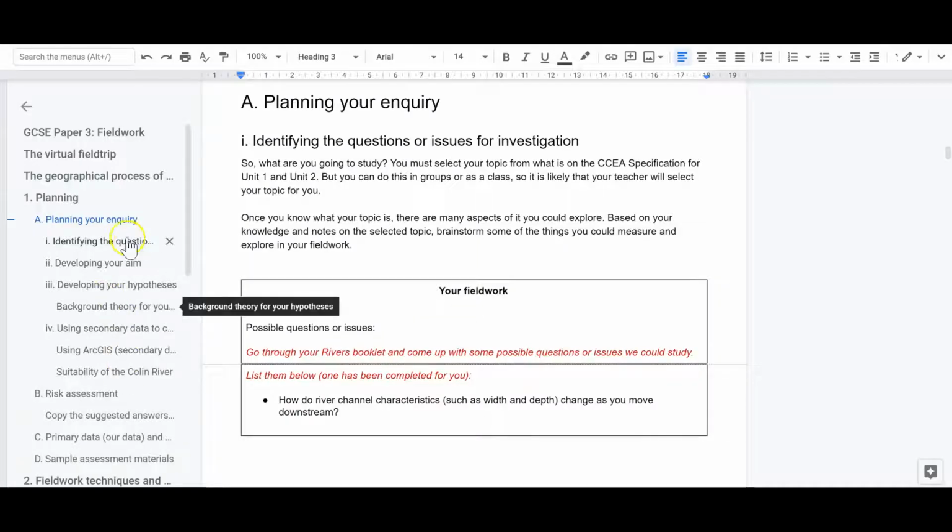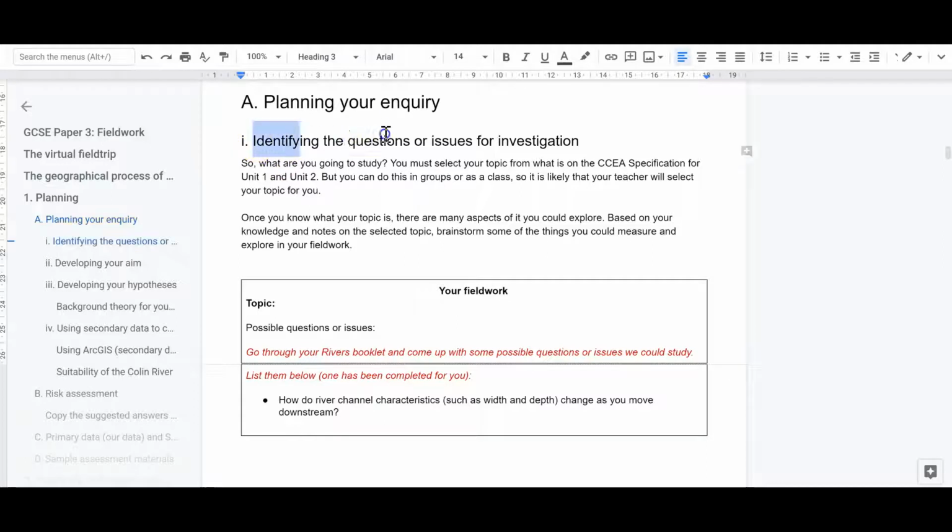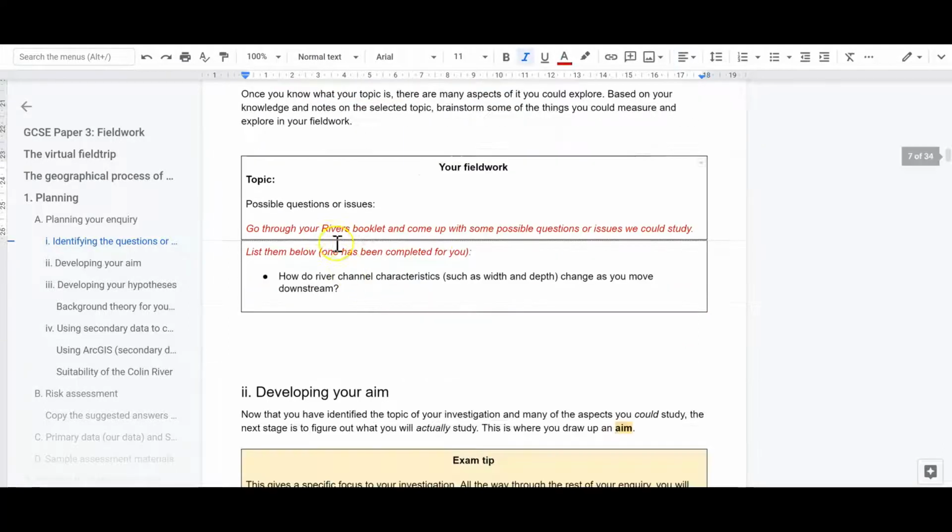Now, in many ways, this brings us right back to the planning stage of our inquiry and the very, very first thing that we did way back at the start, which was to identify the questions or issues for investigation. So what you did at that stage was to go into your rivers booklet and come up with some possible issues that we could look at, and in particular how river channel characteristics change as you move downstream. So width and depth are there, but there are plenty of others that you could have listed.